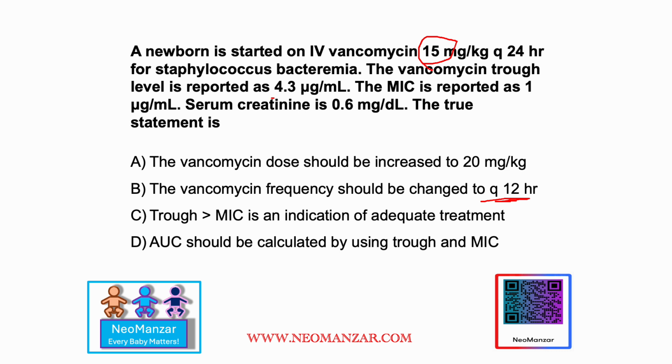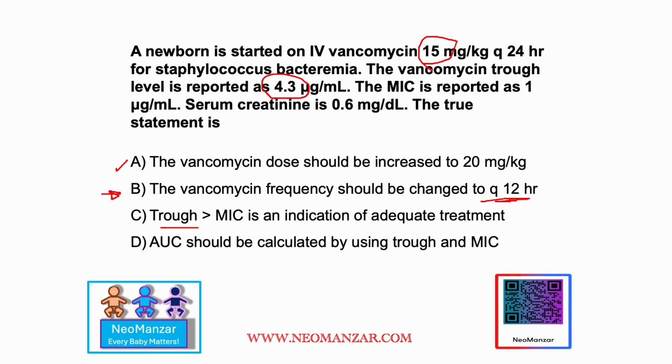What is the target trough? The target trough of vanco should be between 10 to 15, or in some cases 15 to 20, depending upon the severity of the infection. But this is bacteremia, so one should target at least a level of 10. So what about the first choice we talked about? It is an option, but not right now. The first option would be to make sure that you give it more frequently.